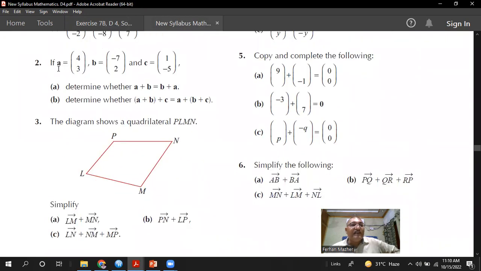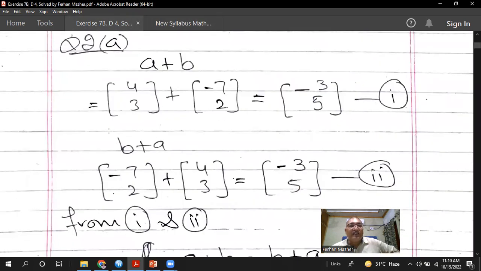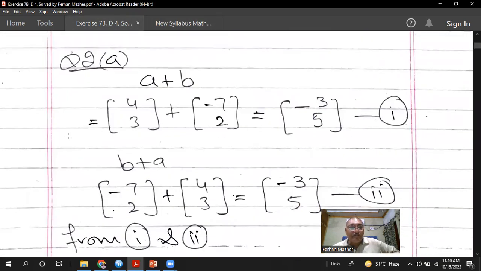Question number two: he says A is (4, 3), B is (minus 7, 2), C is (1, minus 5). Determine whether A plus B equals B plus A. First of all, I will find the value of A plus B. A is (4, 3) and B is (minus 7, 2). X will be added with X, so you will have minus 3, and 3 added with 2 will be 5. Let me call this the first.